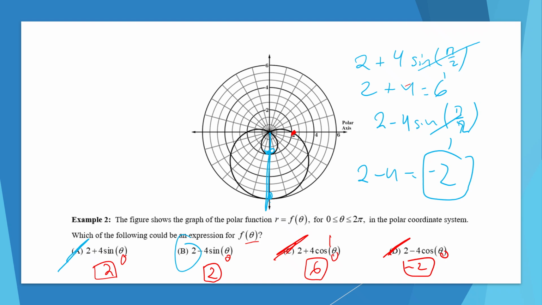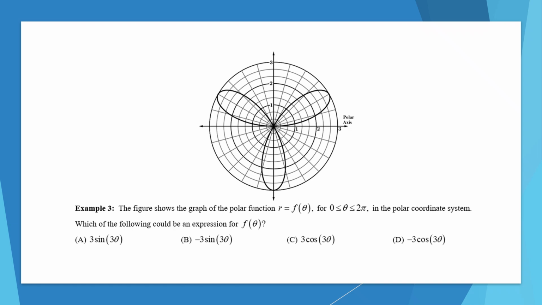Let's move on now. Example number 3, we have the graph of the polar function r equals f of theta. Which of the following could be an expression for f of theta? Let's start by just plugging in 0. If we plug in 0, 3 times sine of 0 is 0.